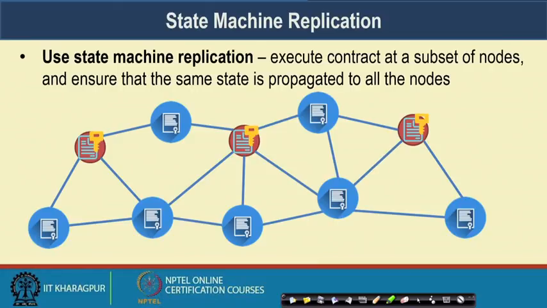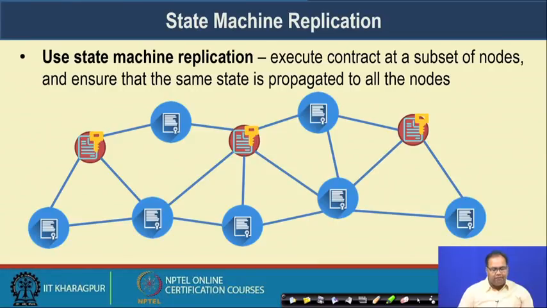So, welcome back to the course on blockchain. In the last class we were looking into the permissioned blockchain settings, and in that context the concept of state machine replication, which will help you to achieve consensus in a permissioned model.